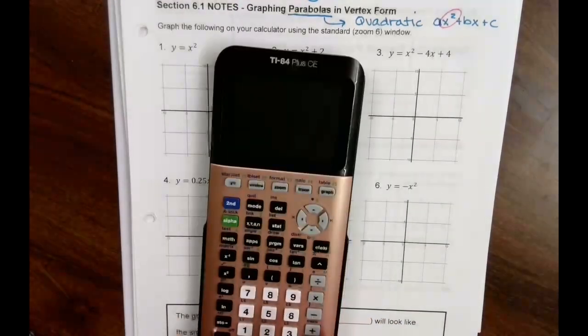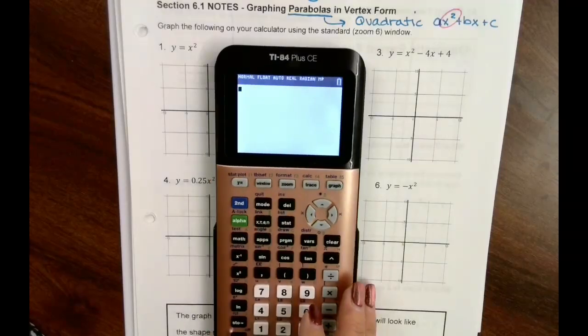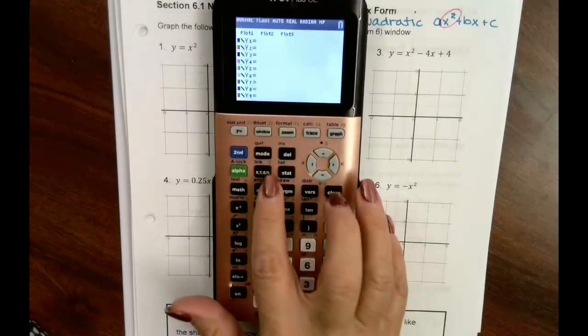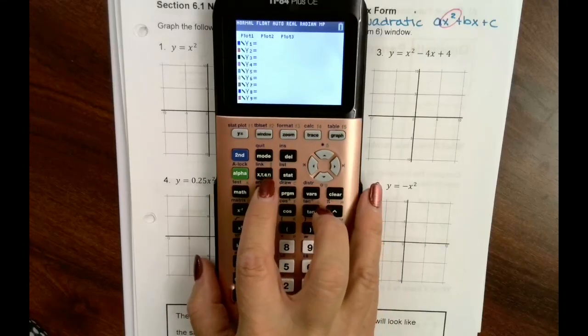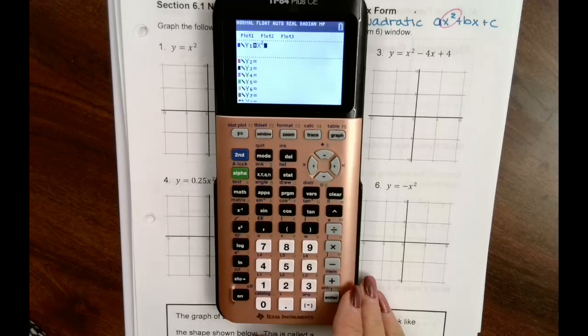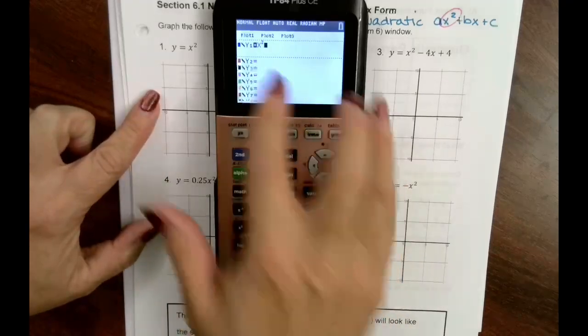standard window. So from our calculators, what you're going to do is you're going to go up here to y equals, and we're going to do x squared. So we use this x, not the var's x, but we use this x, and then we're going to square it with this square button right here. So just a standard x squared.